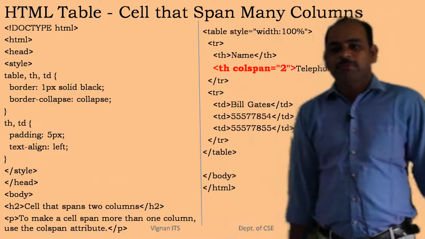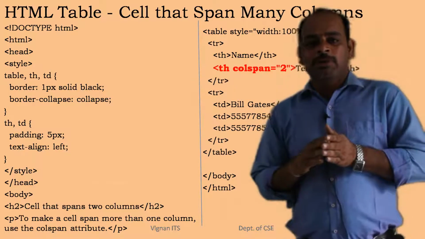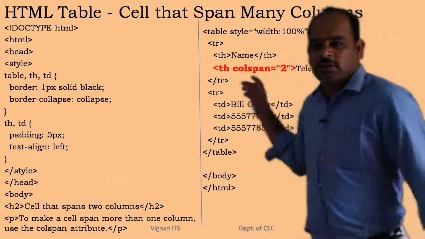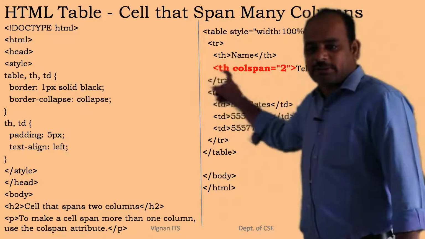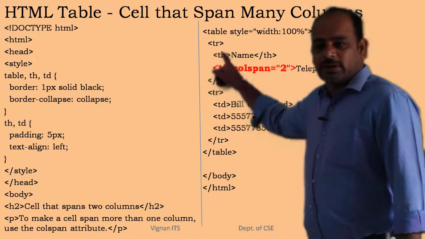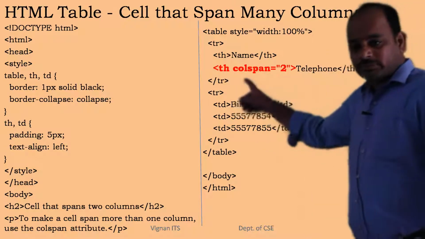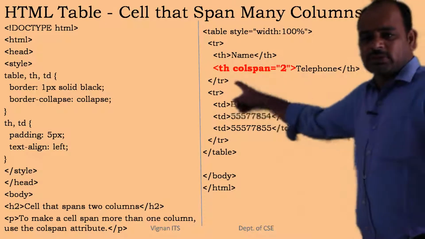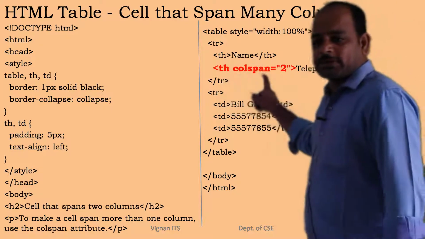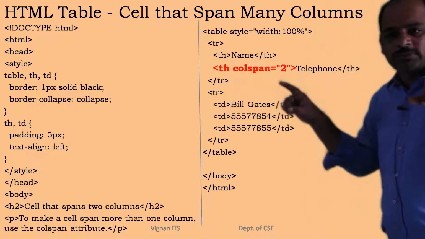Next, cells that span many columns. One column can be spanned across multiple columns, and that can also be done here. So how can we do that? In the table header, let us take the name, and another one is telephone, and we have two columns, right? So in the TH, the colspan is equal to 2. That means the telephone is spanned across the two columns here, right?